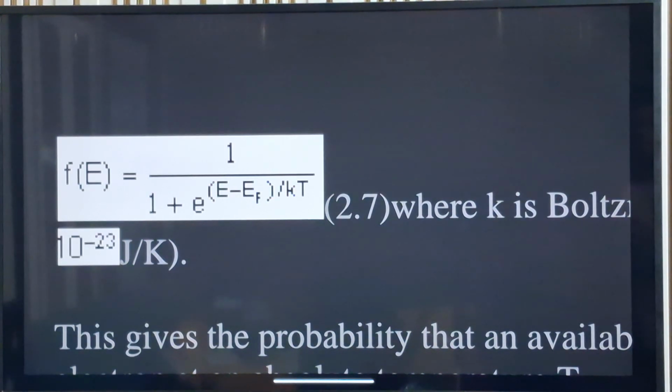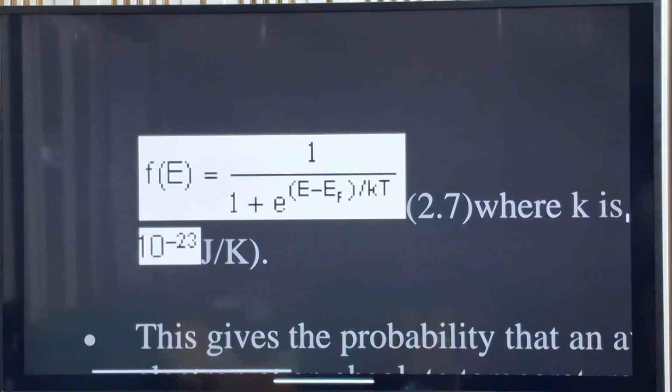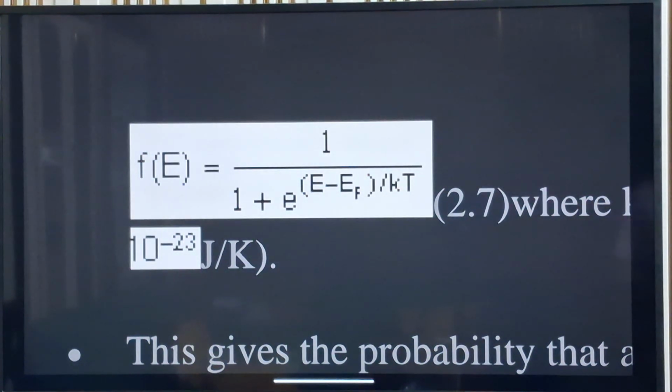Now it is important to understand this formula exactly. So F(E) is basically the functional probability of finding electrons, which is equal to 1 by 1 plus e to the power (E minus Ef) by kT. E is the energy level which you are trying to analyze, and Ef is the Fermi energy level. What is the Fermi energy level? We will learn very soon. But a quick overview is that it is the average energy of all the electrons in the atom.